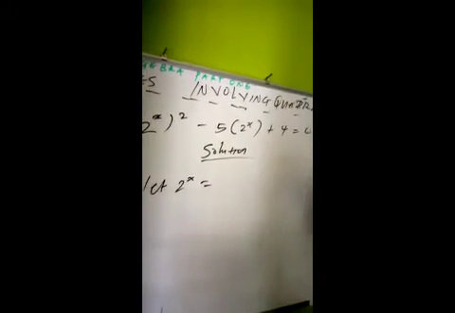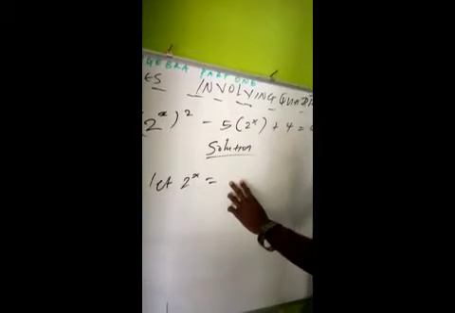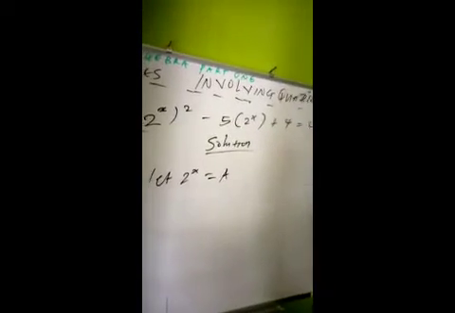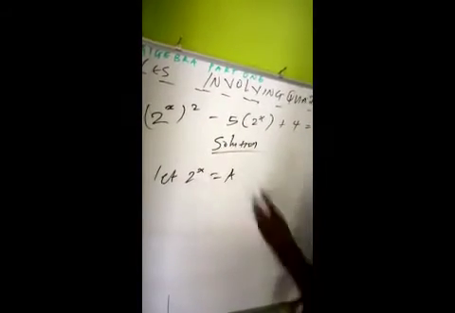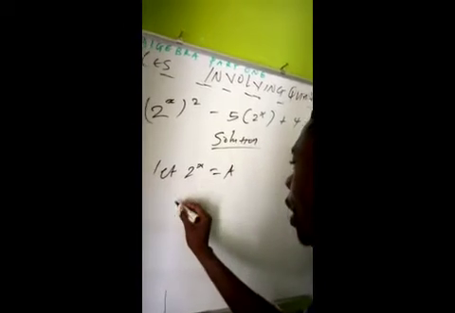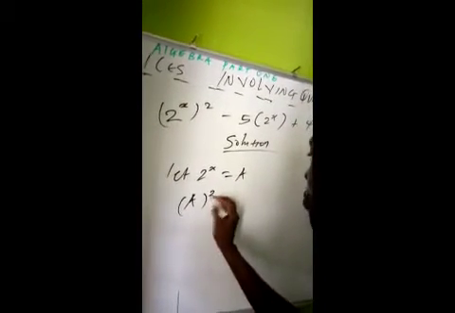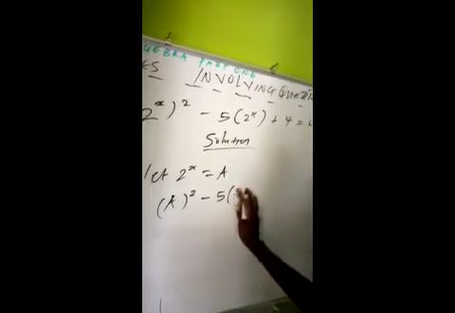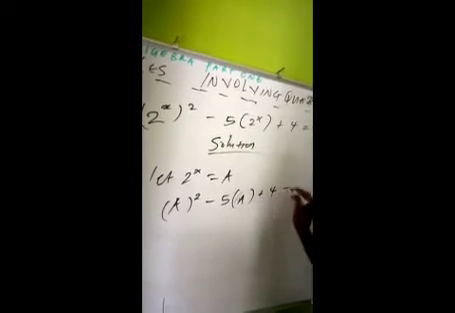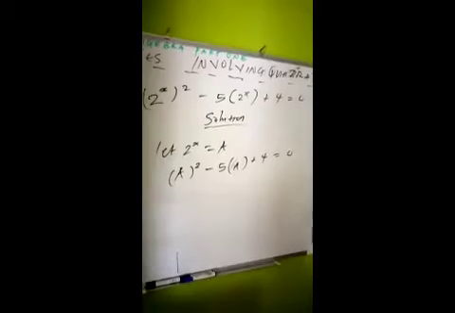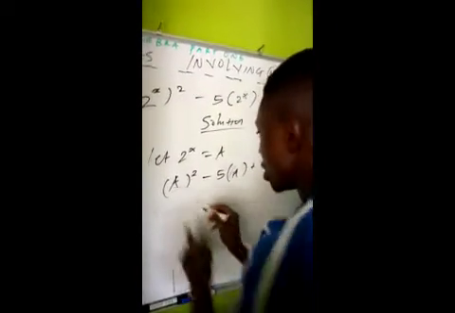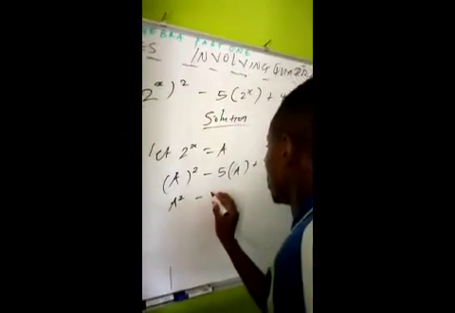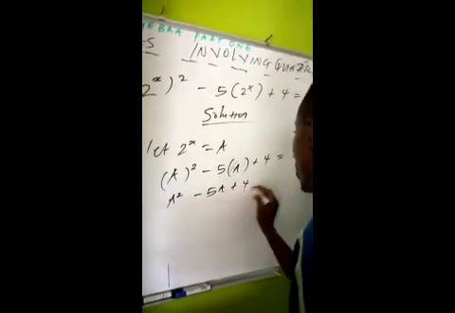Remember, any place you see a, we are talking about 2 raised to power s. So from this point now, any place I see 2 raised to power s, I will put it here. So from this point, I have a raised to power 2, that is the first one, into this bracket, a, that is the next one, plus 4 equal to 0. Remember, I'm trying to form my quadratic equation. Then I'll have 2 times a, is a square. So I have a square minus 5a plus 4 equal to 0.